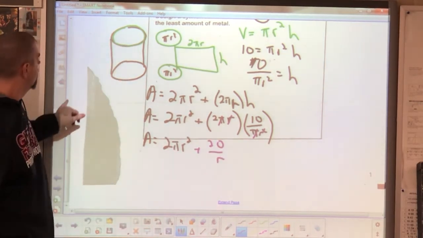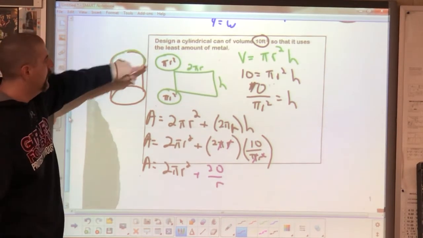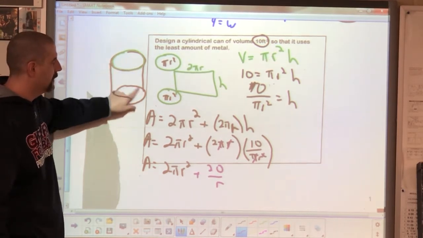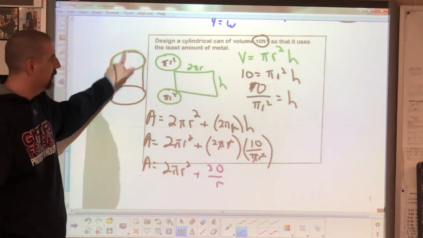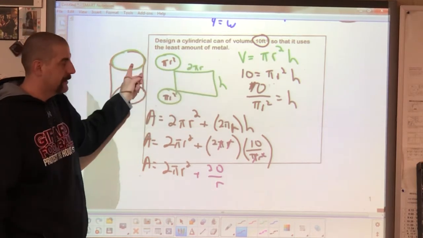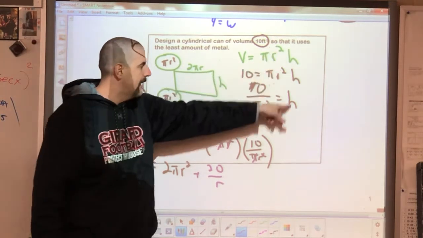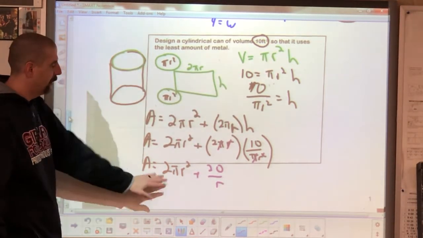So again, the least amount of metal is the surface area. This area is pi r squared, this area is pi r squared. The length that this would cover around would be 2 pi r, because that's the circumference. Height would be h. We solve for h given that. That's usually what happens in these when you're given this formula.